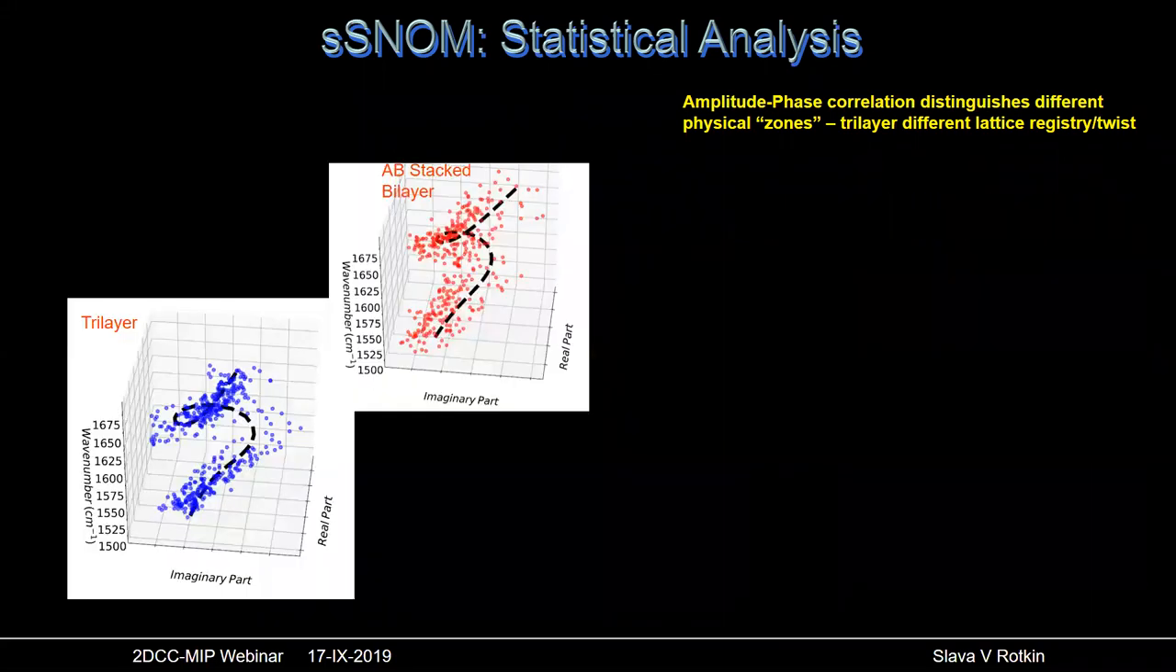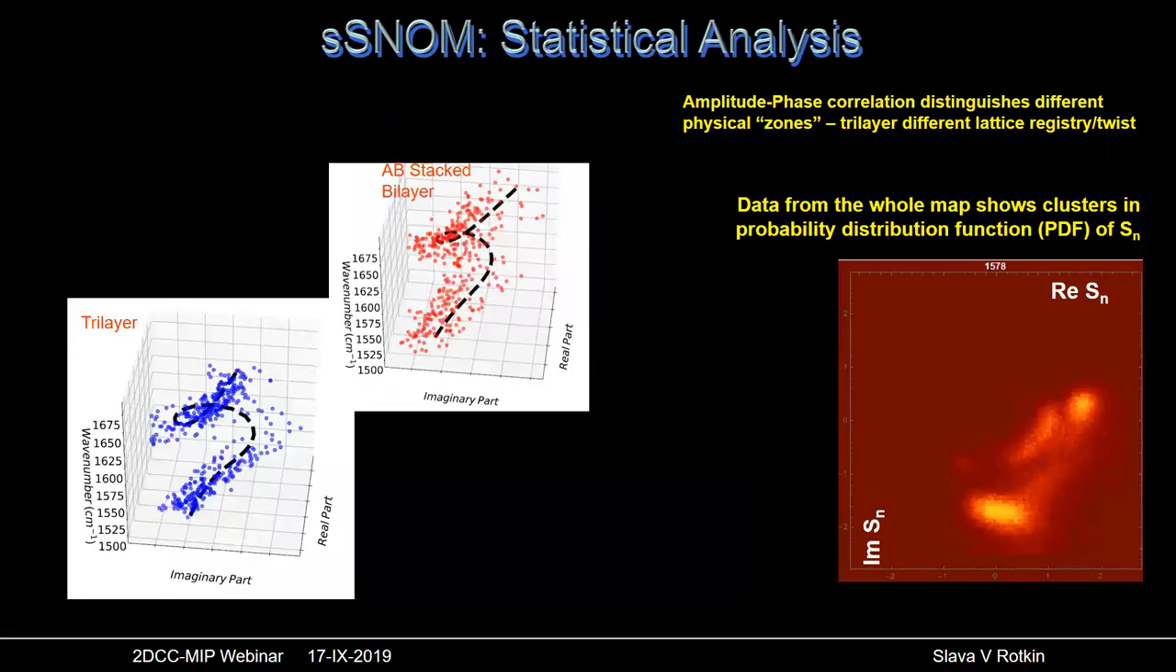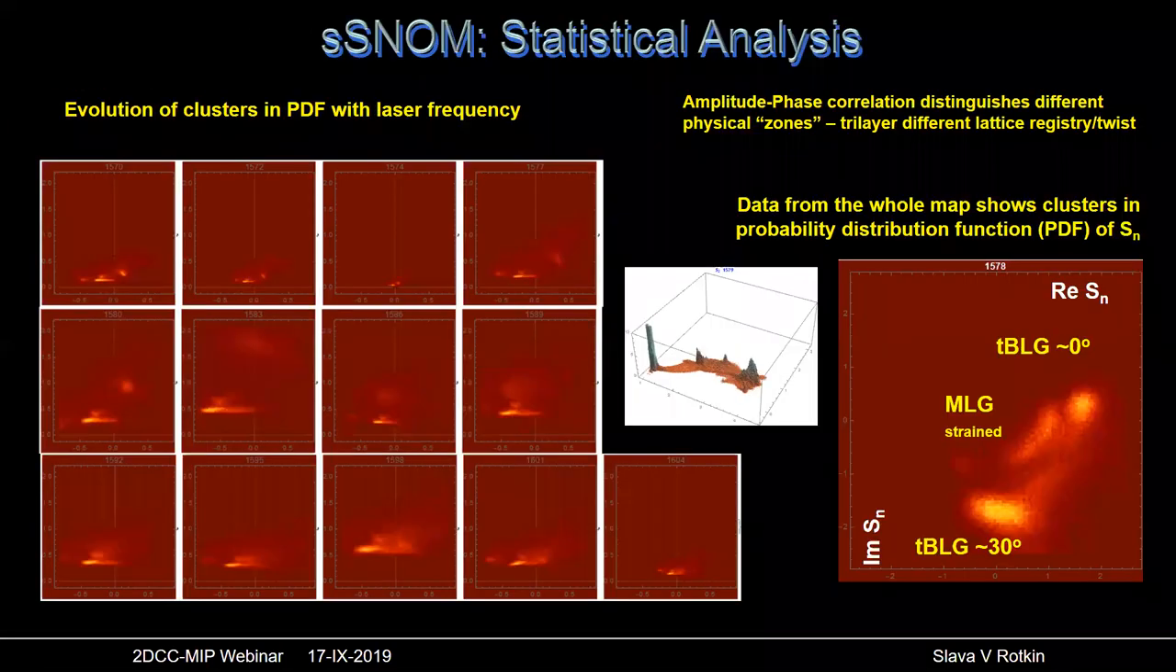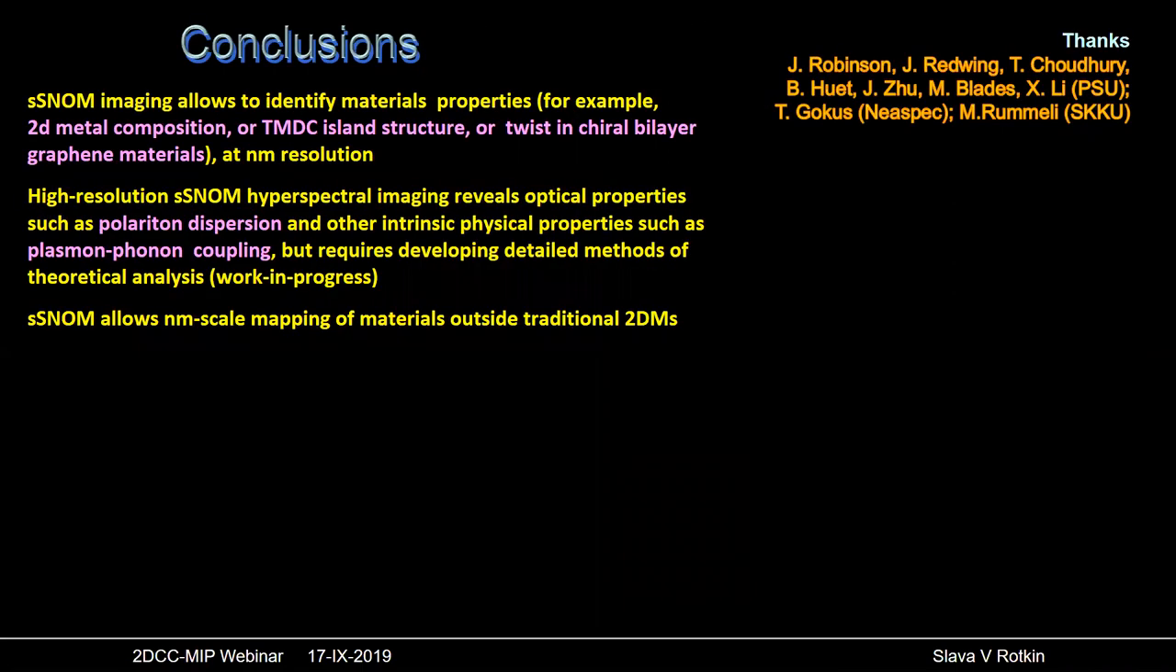Now I have to rerun it to show you the animation. This one shows the modulation of the distribution function as we change the excitation of the laser light. By looking at the dynamics of the peaks of the clusters, you can get additional information about the material's properties as a function of the laser light.